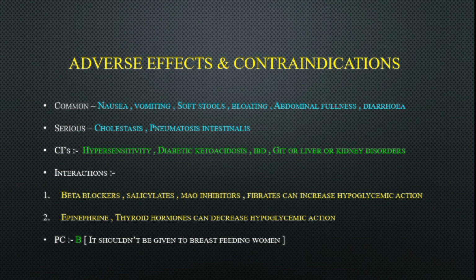And the pregnancy category of this drug is B. That means it can be given to a pregnant woman, but the pregnant woman should take the advice of her physician before taking this drug, and it shouldn't be given to a breastfeeding woman. So these are the adverse effects, contraindications, interactions and pregnancy category of Voglibose.